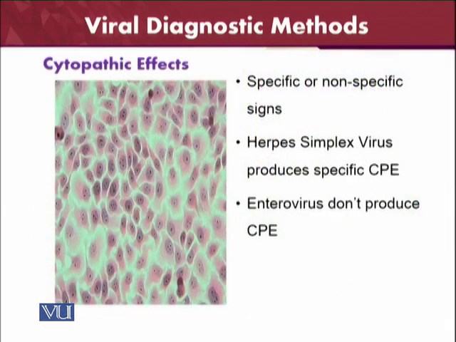Here are examples of the cytopathic effects. There may be two kinds of cytopathic effects. One is specific to that disease, or you can say specific to that virus, and similarly there are non-specific signs which are non-specific to that virus. For example, we can take two different viruses, the herpes virus and the enterovirus. The herpes simplex virus will produce specific cytopathic effects, while the enterovirus doesn't produce specific effects.